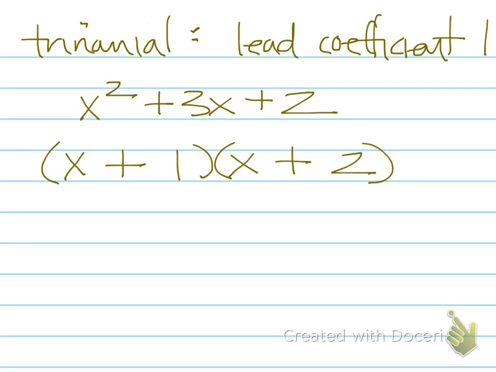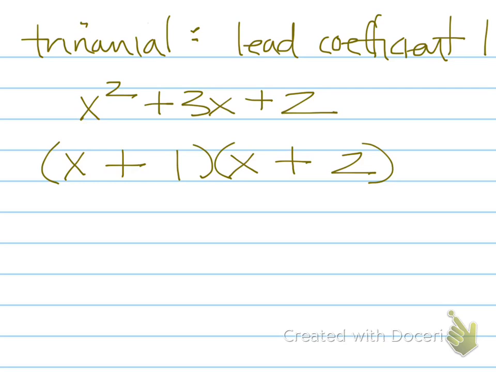The only factors of x squared are x and x, so they'll go in the front of the parenthesis. Only factors of 2 are 1 and 2, so they'll go in the back of each parenthesis. And then the constant term is positive. The 2 is positive, so that lets you know that the signs in both parentheses are going to be the same. And then we look at the middle term, the linear term. The linear term is positive, so that lets us know that both the signs are going to be positive.